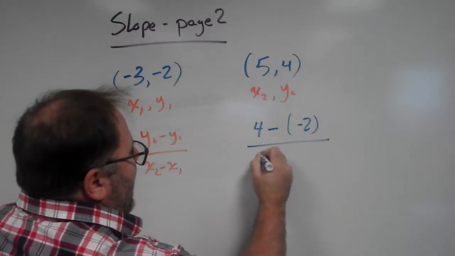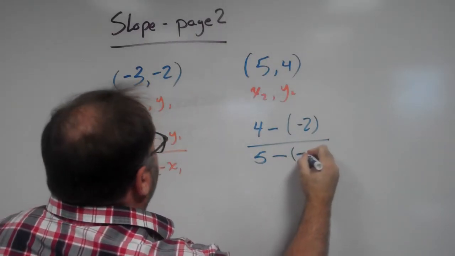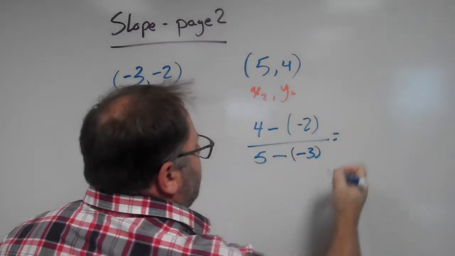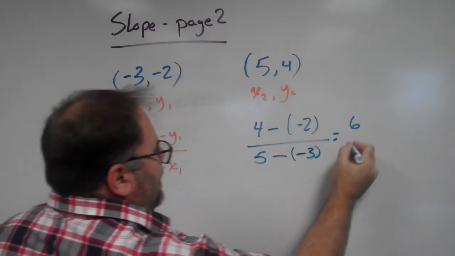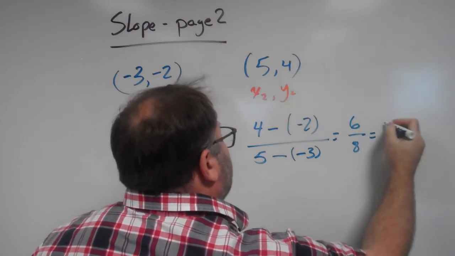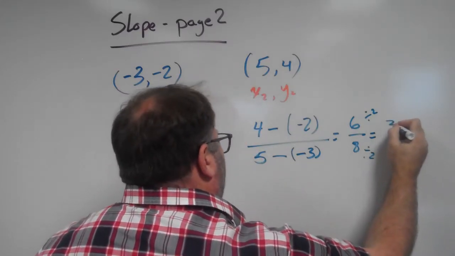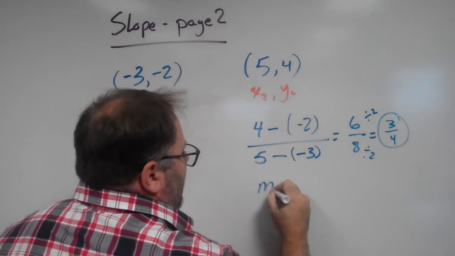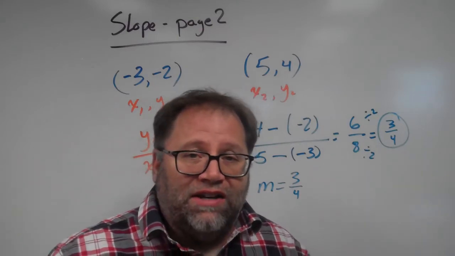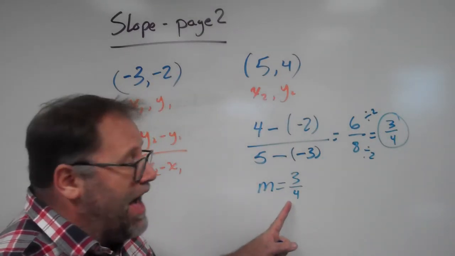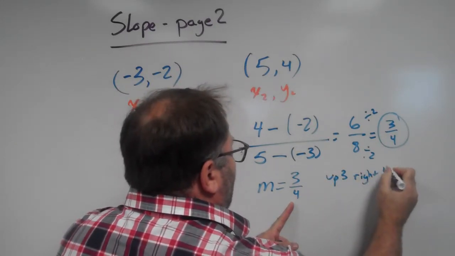Now we look at our x's. 5, x sub 2, minus x sub 1, minus, there's the difference maker, negative 3. The opposite of negative 2 is positive 2, so that's 6. The opposite of negative 3, that's 8, which means this should be divide by 2, divide by 2. This is one of those ones where I kind of forget. 3/4. So m equals 3/4, which means without even knowing what that line does, I can tell you from that it goes up 3 and right 4.